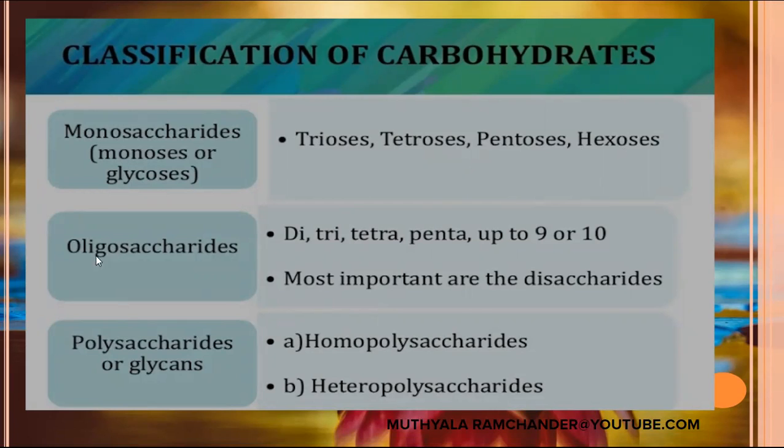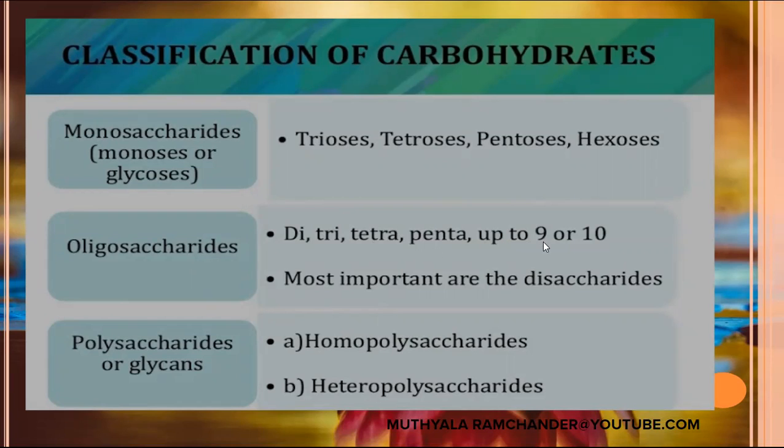Another type is oligosaccharides. The oligosaccharides contain 2 to 10 sugar molecules. If two sugar molecules are present, they are called disaccharides. If three sugar molecules are present, they are called trisaccharides. If four sugar molecules are present, they are called tetrasaccharides. Five sugar molecules present is called pentasaccharides.